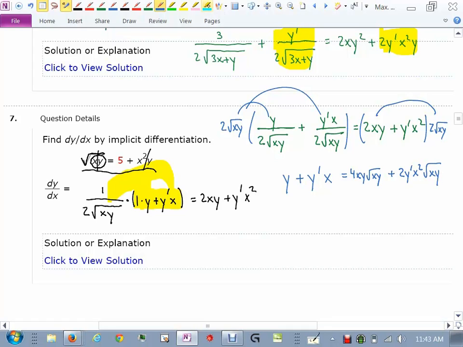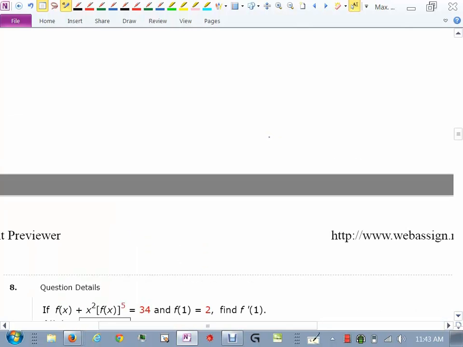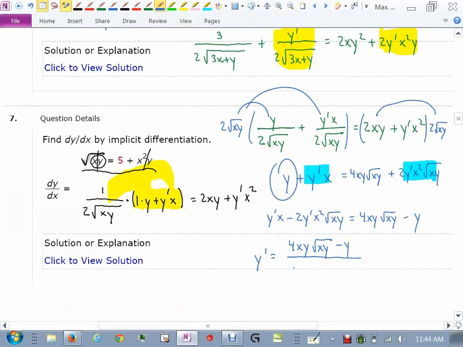Get my y prime terms by themselves on one side of the equation. So y prime x minus 2y prime x squared root xy equals 4xy root xy. Bring that other term over to the other side, which was minus y. Factor out a y prime, and then divide through by what was left. So 4xy root xy minus y all over, let's see, what was left over here, x minus 2x squared root xy.